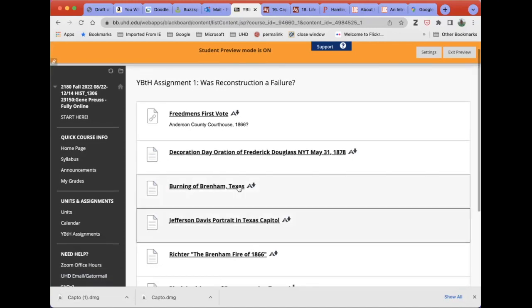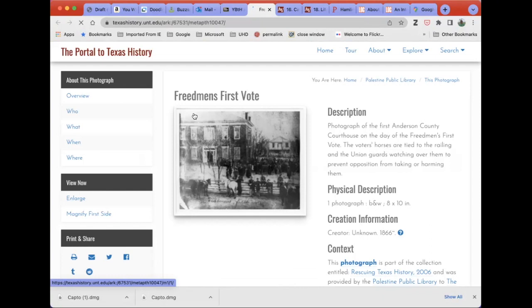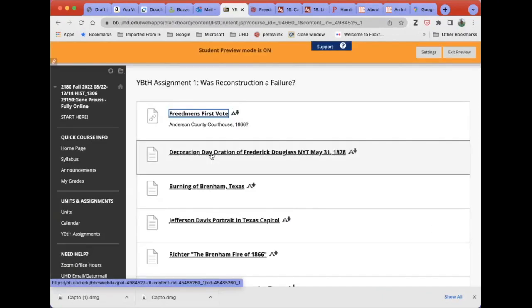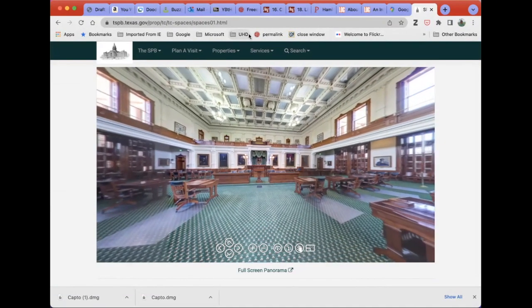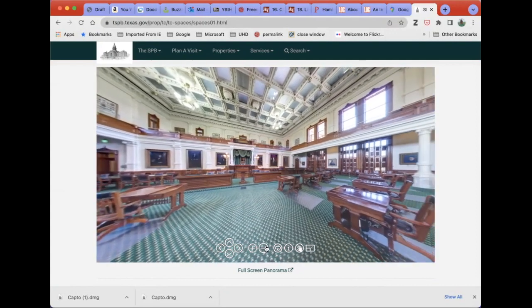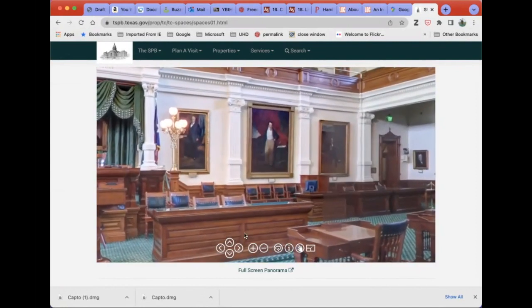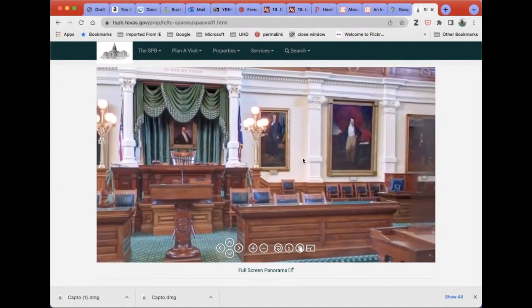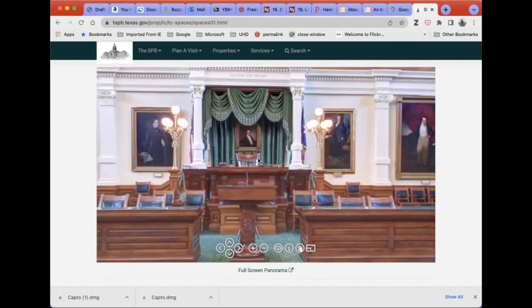What you're going to see, first of all, are a series of primary sources. You have a picture called The Freedmen's First Vote. Another primary source is an oration by Frederick Douglass from the New York Times. If you go to the Texas state capitol and go into the Senate chambers and look around, you would notice that there are a lot of paintings on the wall of famous Texans, Stephen F. Austin and others. There's a photograph of Stephen F. Austin there behind the speaker's dais.